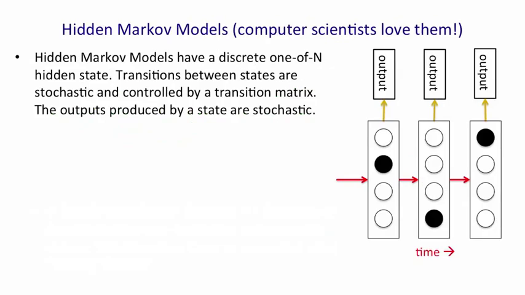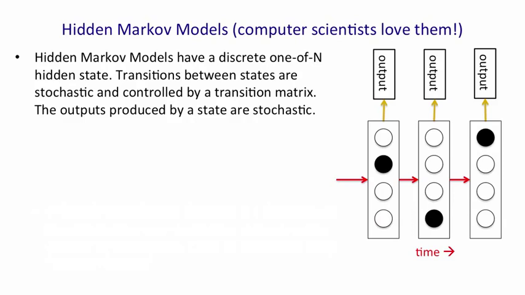A different kind of hidden state model that uses discrete distributions rather than Gaussian distributions is a hidden Markov model. And because it's based on discrete mathematics, computer scientists love these ones. In a hidden Markov model, the hidden state consists of a 1 of n choice. So there are a number of things called states, and the system is always in exactly one of those states. The transitions between states are probabilistic. They're controlled by a transition matrix, which is simply a bunch of probabilities that say, if you're in state 1 at time 1, what's the probability of you going to state 3 at time 2?